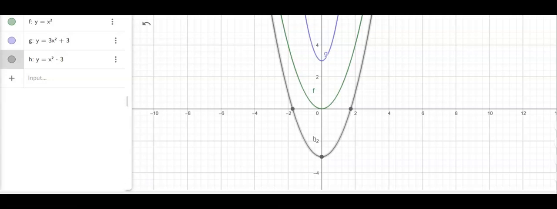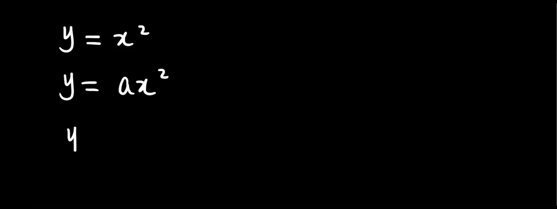This is how we graph quadratic functions, starting with the parent function y equals x squared. With y equals ax squared, we might have a vertical stretch or a vertical shrink. We might have 2 things happening with a reflection over the x-axis. We also graphed y equals x squared plus c. Remember, c gives us a vertical translation.